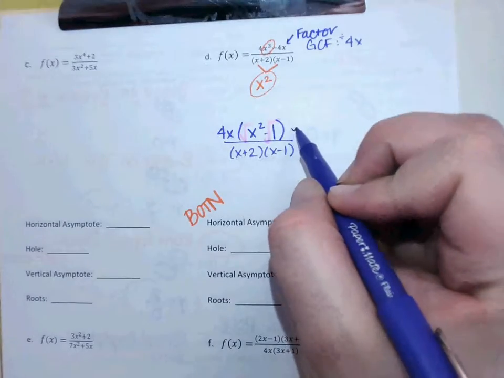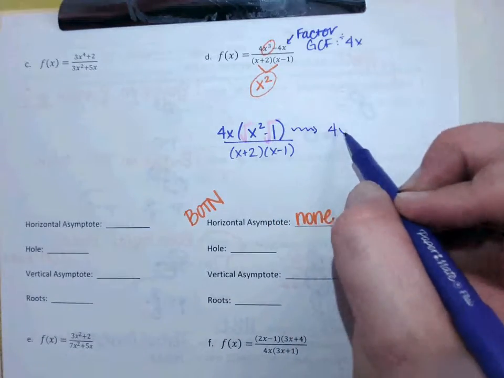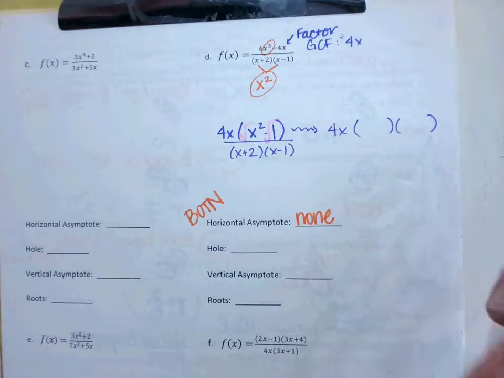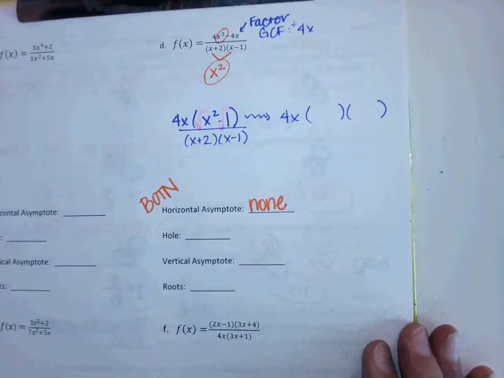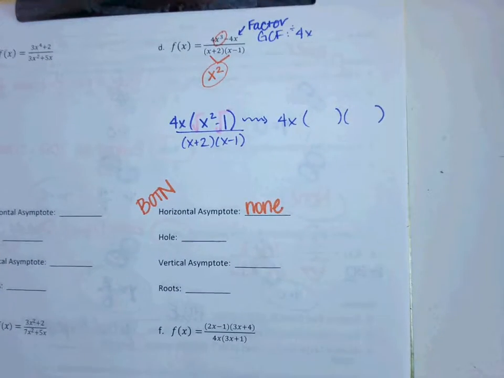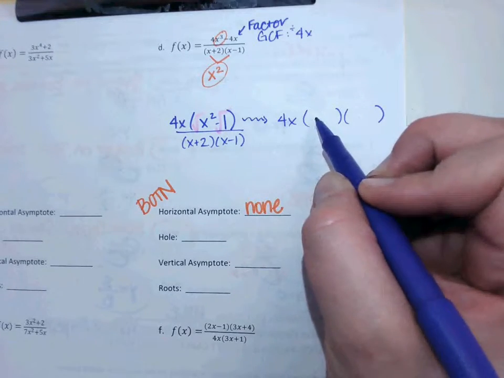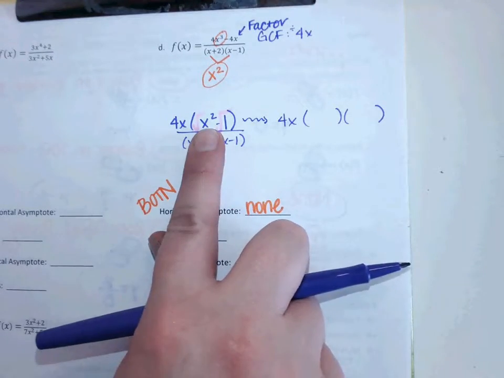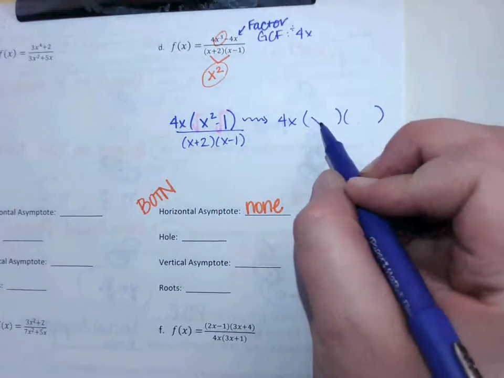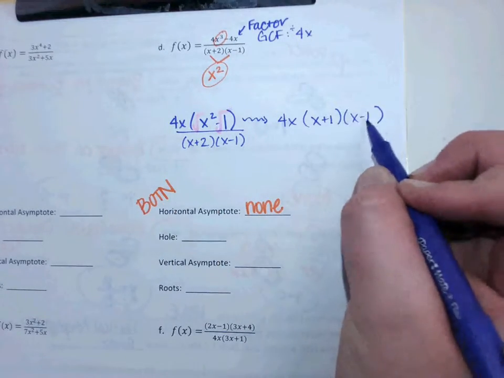Okay, so then I'm going to factor this one more time. So my 4x is still in the front. What is the square root we said of x squared minus 1? How do I split it up? What would it be when I break that down? Plus 1 and minus 1.